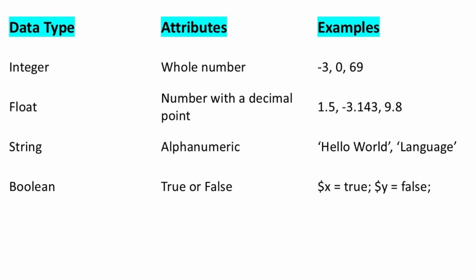Finally, we have the Boolean data type. Booleans represent true or false values. They are used in conditions and logical operations. In PHP, we usually assign them like this, x = true, or y = false. Booleans are essential for controlling program flow, such as when writing if-else statements or testing conditions. So, to summarize, integers are for whole numbers, floats are for decimal numbers, strings are for text and characters, and Booleans are for true or false logic.